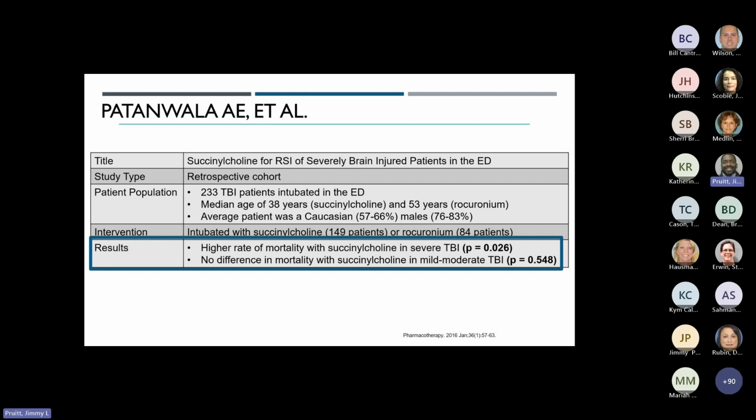What they found was a higher rate of mortality with succinylcholine in the severe TBI group, and no major difference in mortality in patients within the mild to moderate group. And this led to a craze of people saying that succinylcholine is going to be increasing mortality, and the reason behind that is going to be the increase in intracranial pressure. We've looked into this study multiple times, and it was a great study, but this is one of the few that showed a difference in mortality.